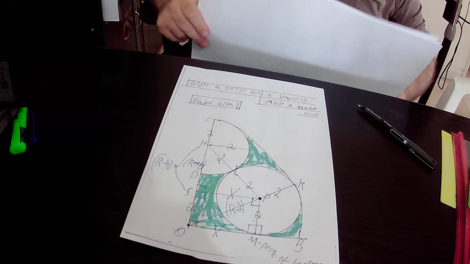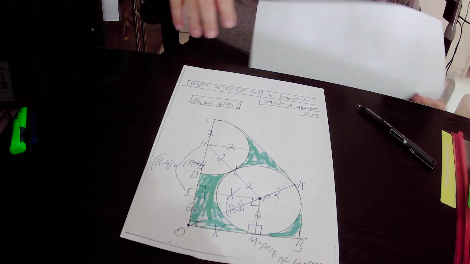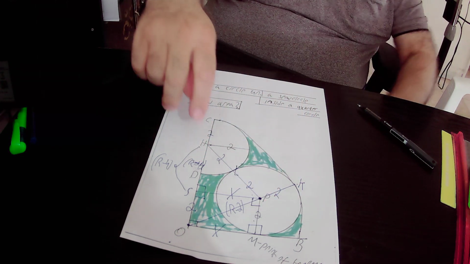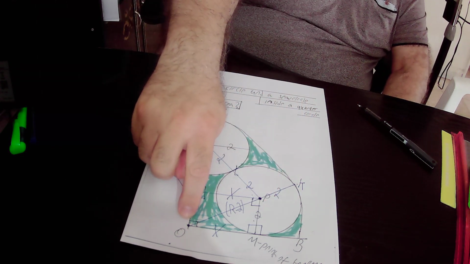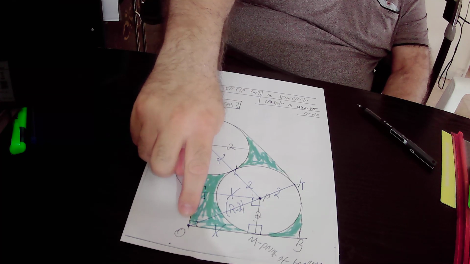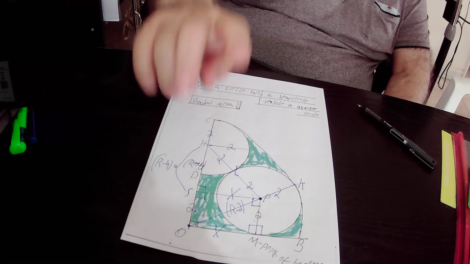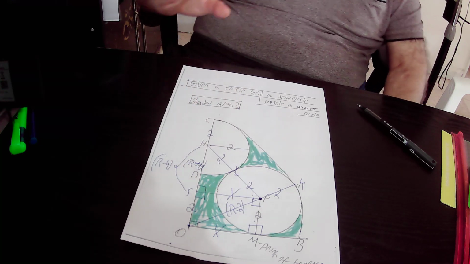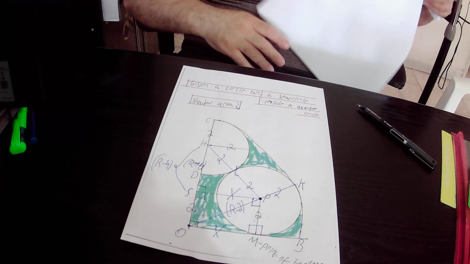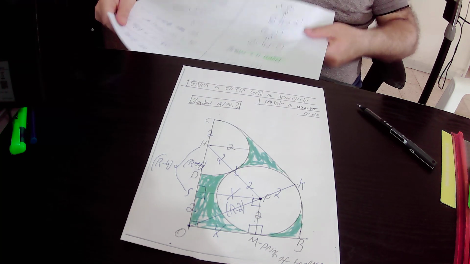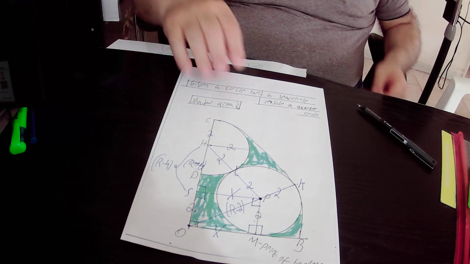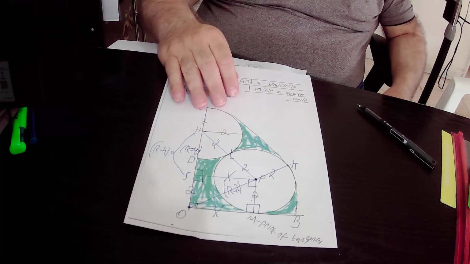First of all, because this is a quarter circle, point O is the center of the quarter circle, and angle COB equals 90 degrees. This is true in any quarter circle.